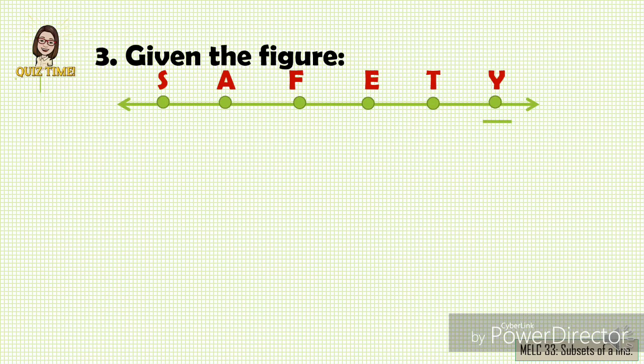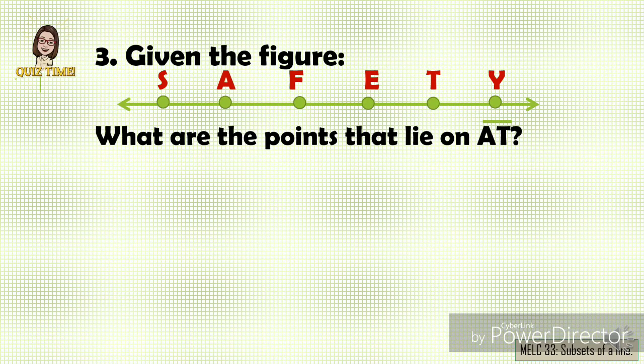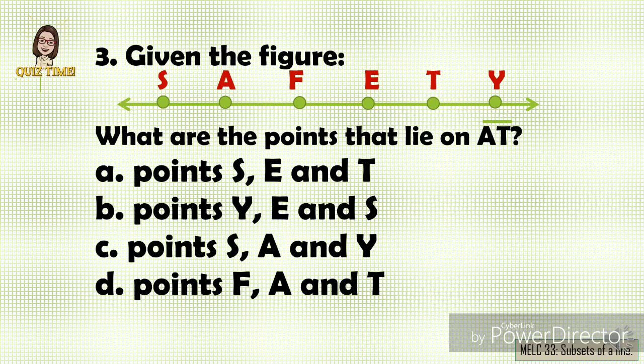Number 3, given this figure with the points S, E, and T on this line, what are the points that lie on line segment AT? Is it A points S, E, and T, B points Y, E, S, C points S, A, and Y, D points F, A, and T? And the correct answer is D.